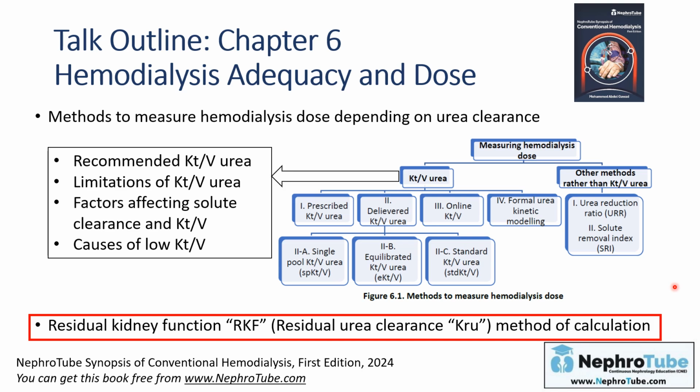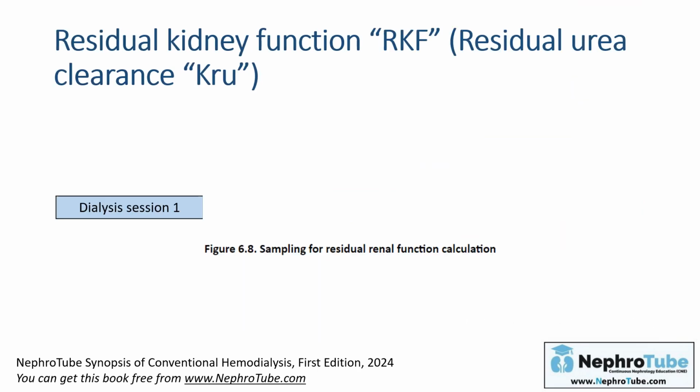Finally, how to calculate residual kidney function, that we have to add to Kt/V whenever it is present. Residual kidney function is the remaining ability of the diseased kidney to excrete water and toxins. Some of your patients may start hemodialysis with a good residual kidney function, or its better name, residual urea clearance.